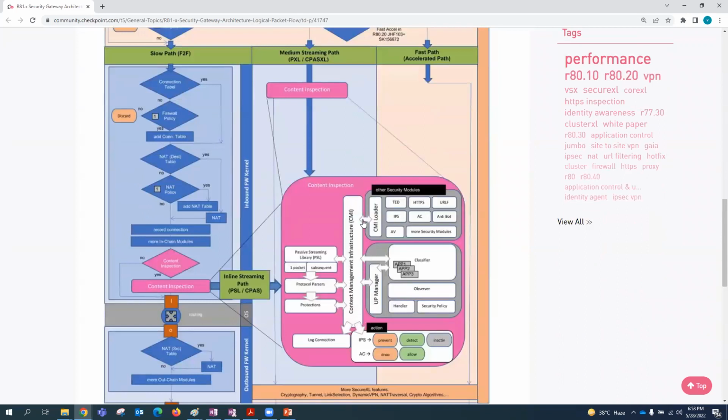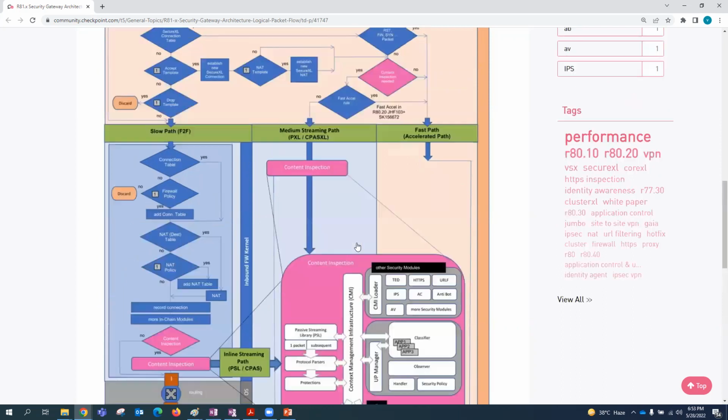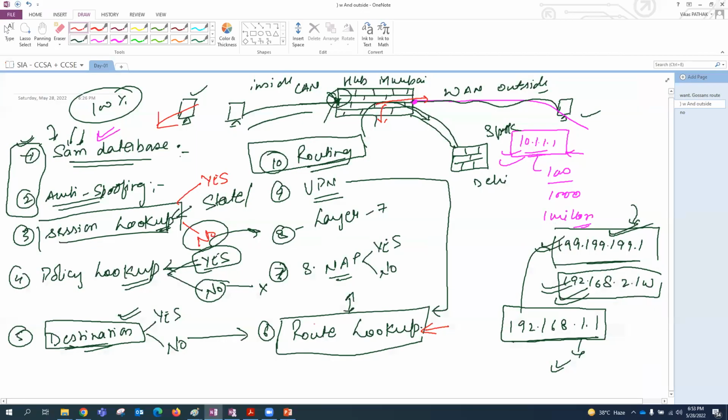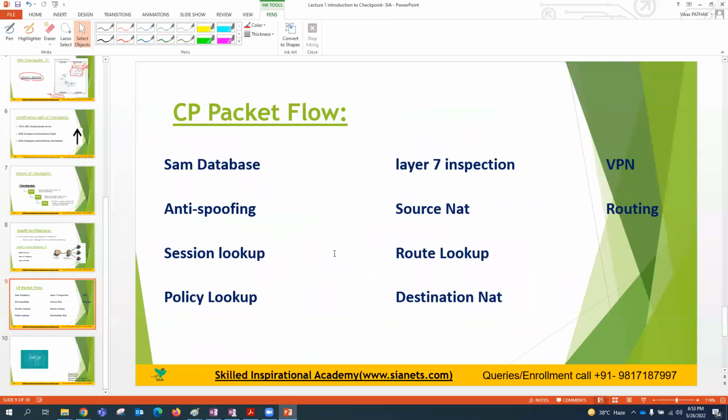For example, we have CMI, Context Management Infrastructure. What is this? What is the working of this CMI, right? We have the CMI Loader. What is the working of the CMI Loader? Why are we using it, right? So these things we will be discussing in our class. So I think I have given a brief of Checkpoint to all of you.